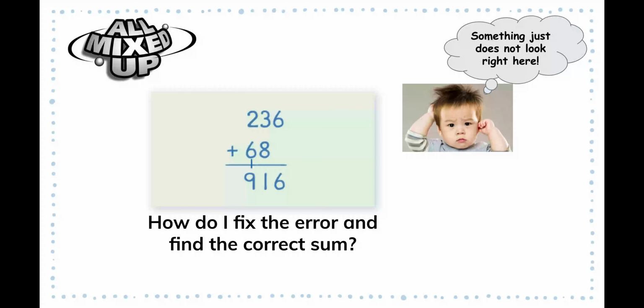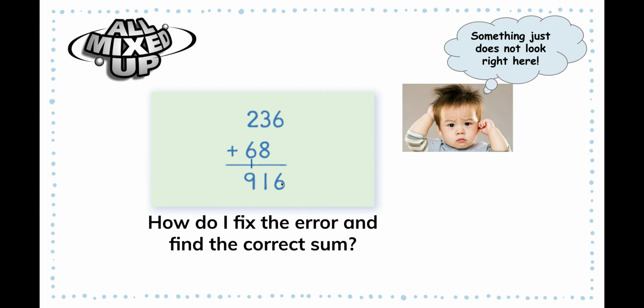Something doesn't look right here. How do I fix the error and find the correct sum? The sum is the answer to this addition problem. What do you think? I notice that this problem has one error, and that is that they have not lined up the place values. So that would make this 6 tens really in the hundreds place, which makes it 600.